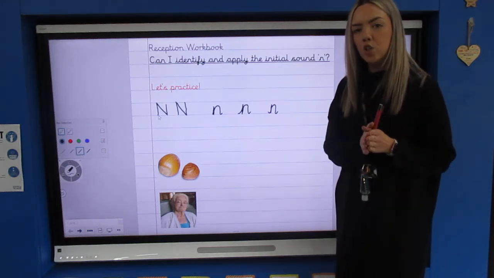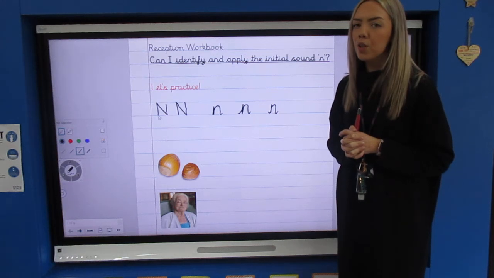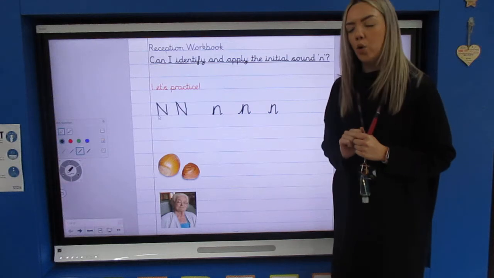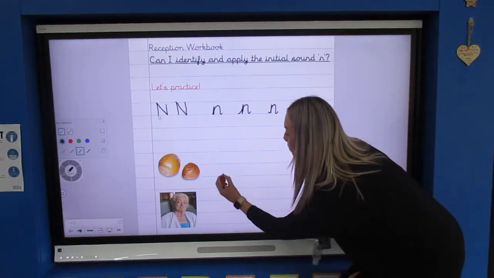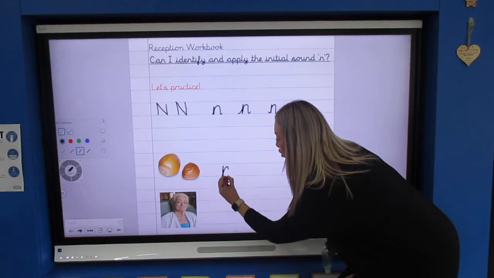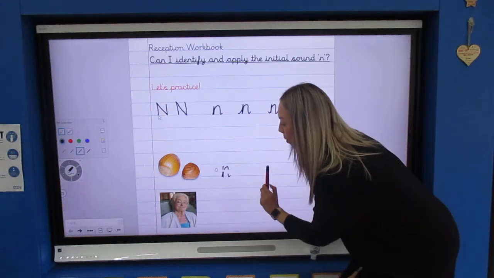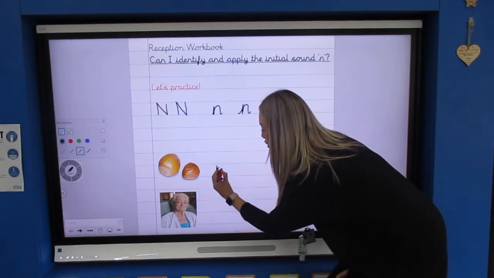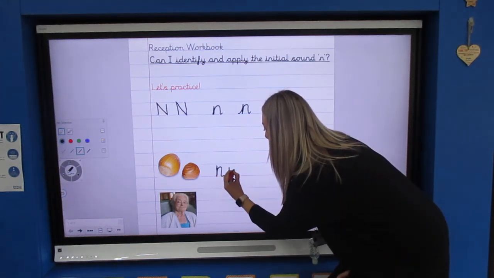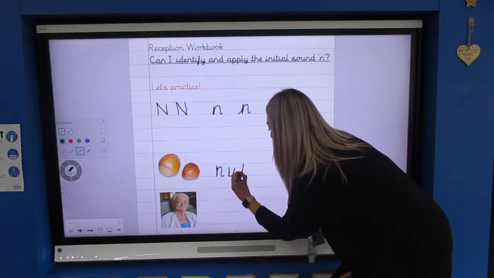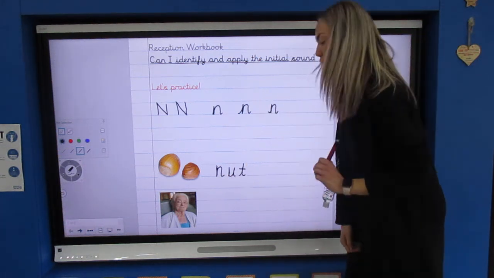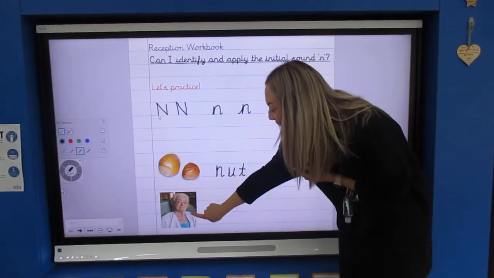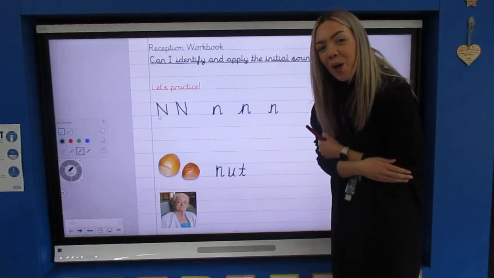So we know that n comes first, then what's our sound in the middle? U, and then our n sound, n, ut, nut. So let's write that together on the line, okay? N. Oh, I'm going to do that again because it's not perfect. That's it. Ready? N. U. T. Nut. Super job.